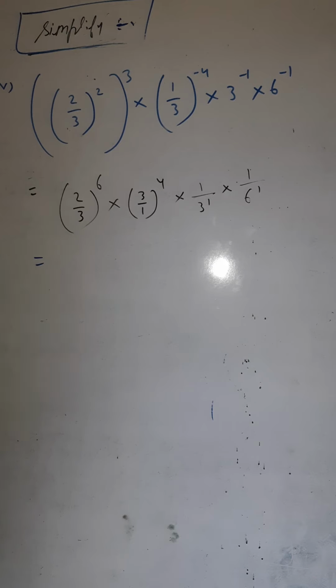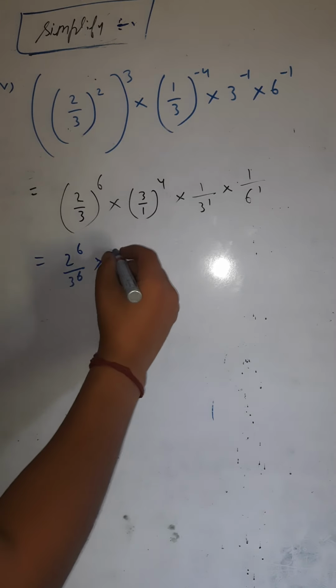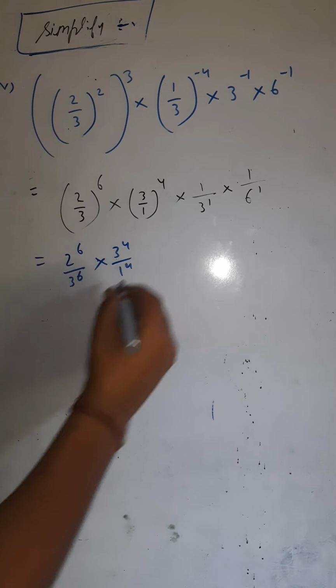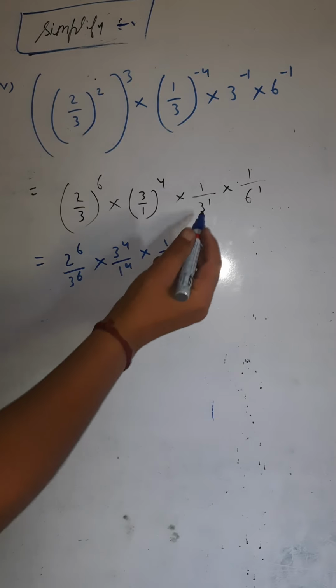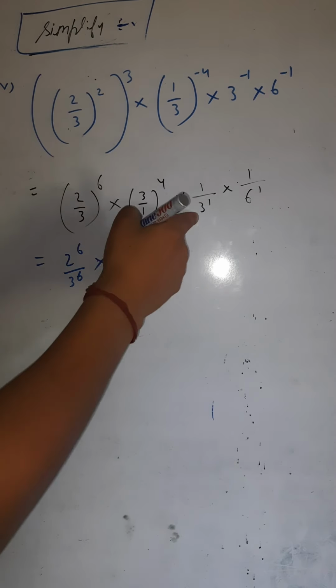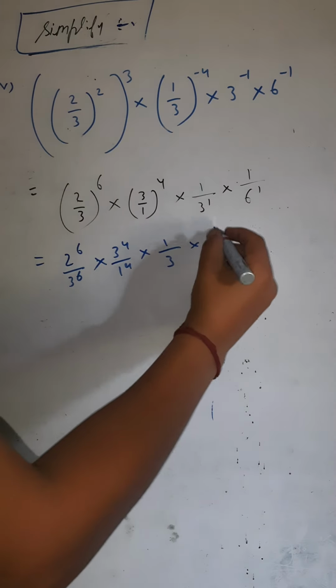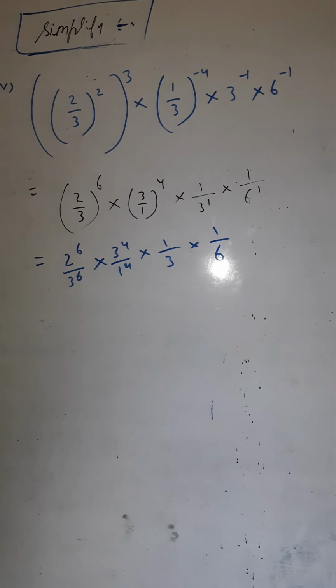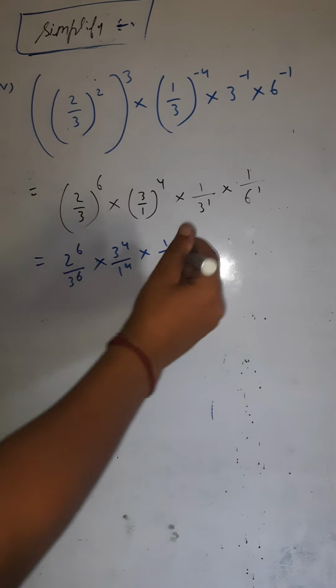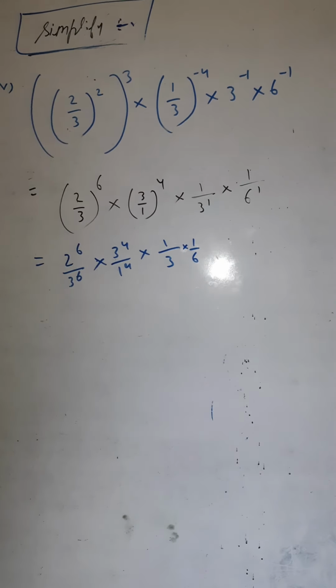How to solve this? If you see, 2^6 implies this 2 is to be multiplied 6 times. Let me distribute this first. I can write it as 2^6 divided by 3^6, multiplied by, similarly here, 3^4 divided by 1^4. Then again, 1 by 3^1 implies only 3 is there, because you have to write 3 one time. Similarly, this can be written as 1 by 6. Are you getting this or not?